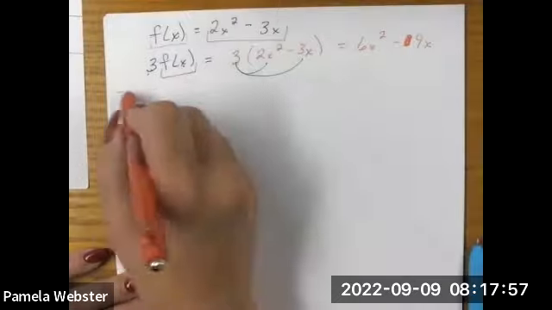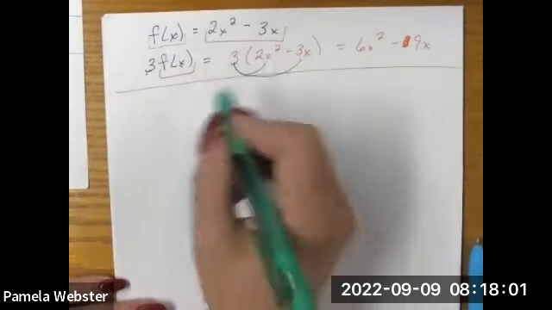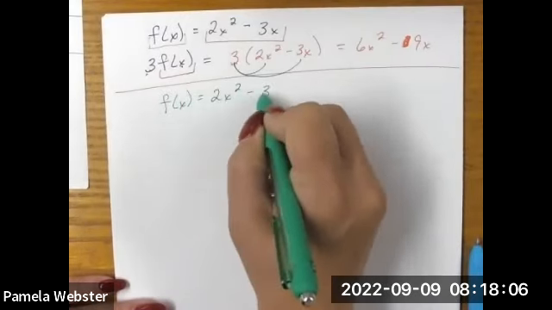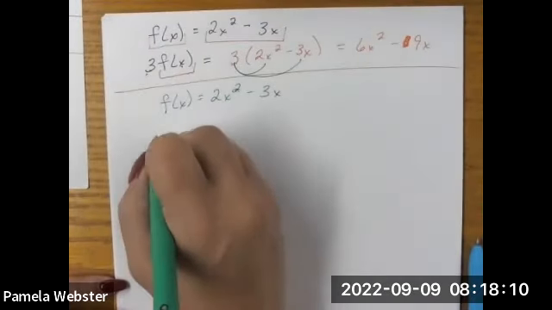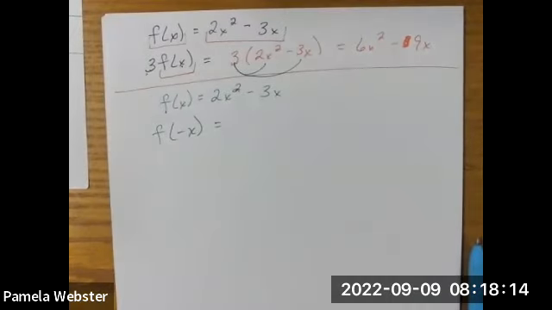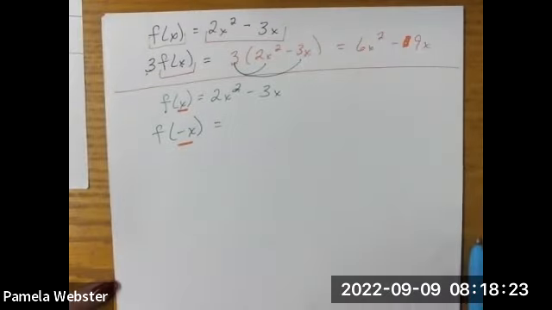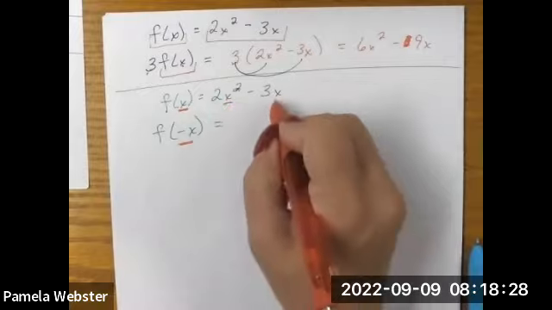My next one, this is where I cautioned you, so let's watch out for it. We're still going to use the same function, so I'm just rewriting it. If you don't want to rewrite it every time, you don't have to. Just remember what the original function was. The next one says find f of negative x. So again, what they've done is replaced x with negative x. So I'm going to come through here and everywhere I see an x, I'm going to replace it with negative x.